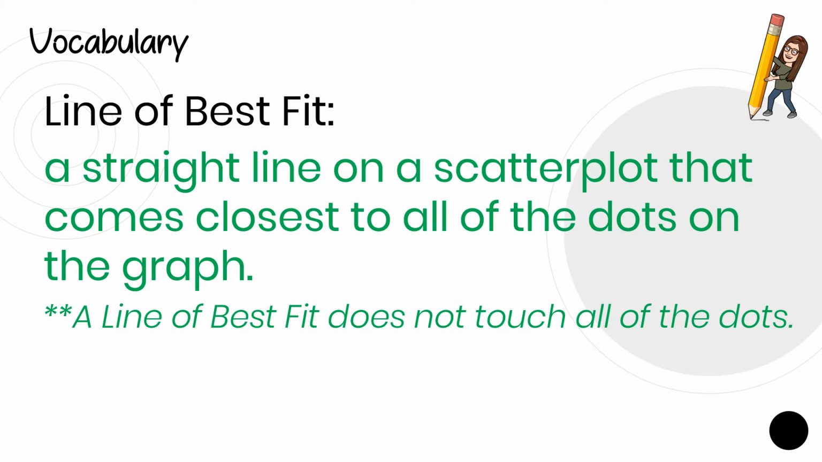Let's talk about what line of best fit is. A line of best fit is a straight line on a scatter plot that comes closest to all of the dots on the graph. So we're trying to find a line that best fits the data set. It's not going to touch all the dots. It can't. But it could touch some of them. It could be amongst most of them.